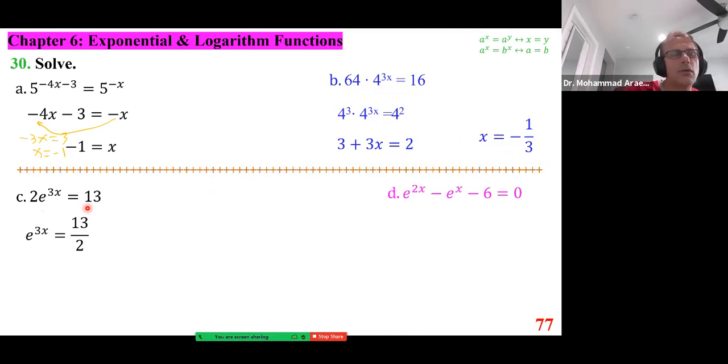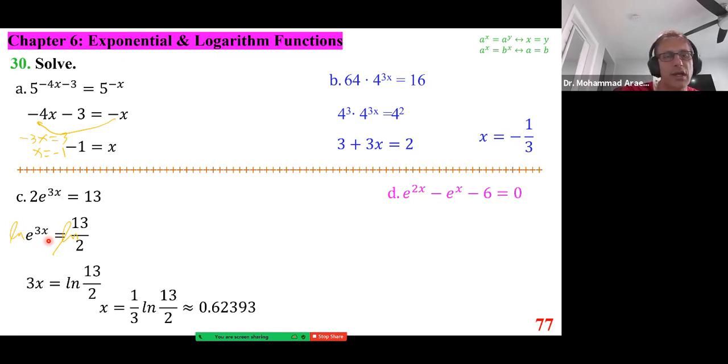Take a natural log of both sides. ln of the left is equal to the ln of the right. ln of the left is 3x. So divide the right side by 3, or 1/3 of that is the answer. This is the precise answer. This is a rough estimate. So you want to answer both of them.